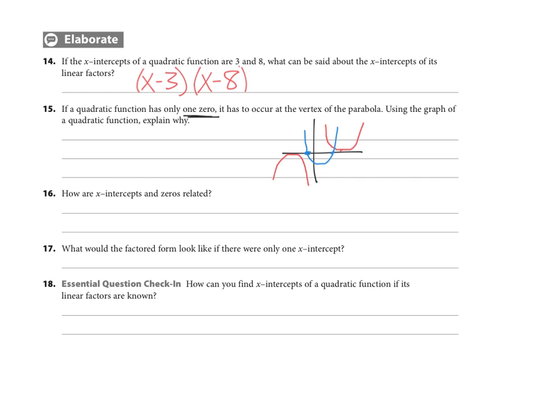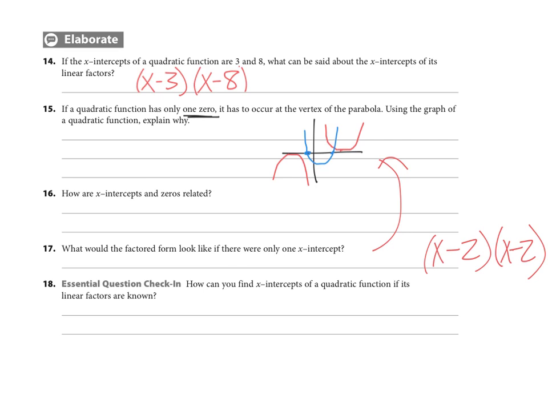How are x-intercepts and zeros related? They're the same thing. What would the factored form look like if there were only one x-intercept? Okay, so let's build on this up here. Let's say the x-intercept was at 2. So that would be x minus 2. Well, how many times does that occur? It actually occurs twice. It just happens to be the same point.